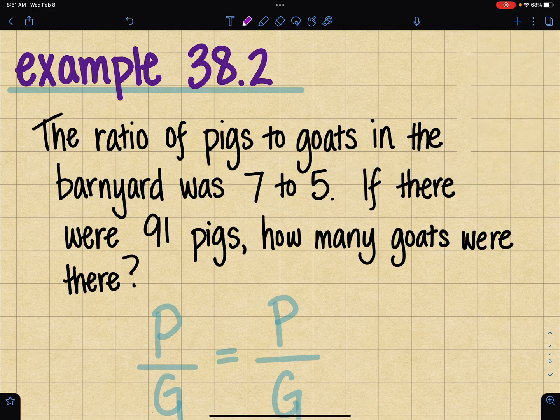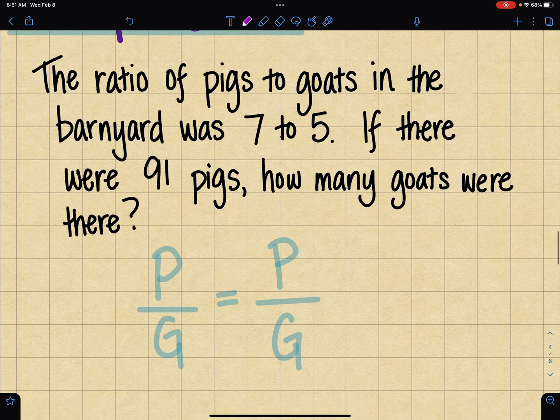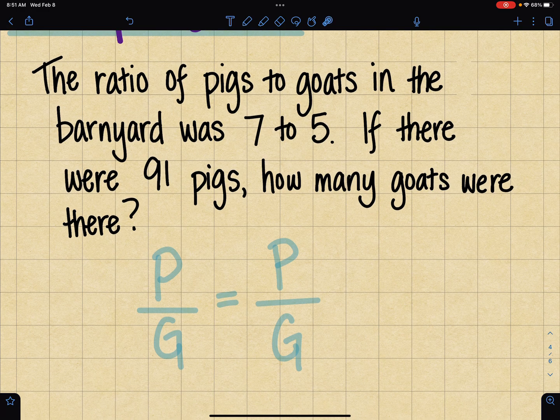And let's do example 38.1. The reason I put him there: the ratio of pigs to goats in the barnyard was 7 to 5. If there were 91 pigs, how many goats were there? Okay, we can figure this out. We have all the information we need.